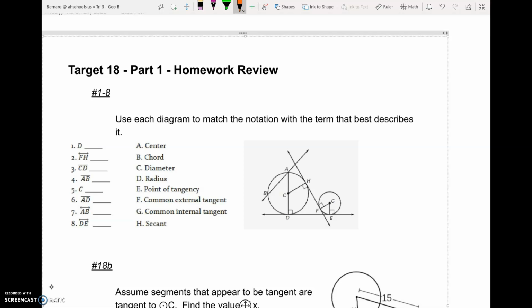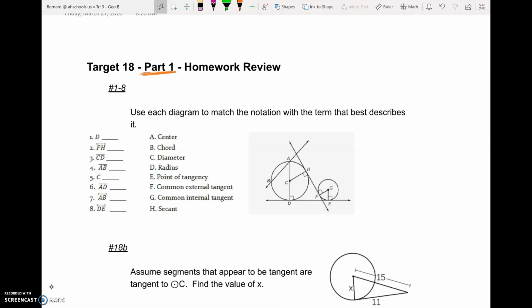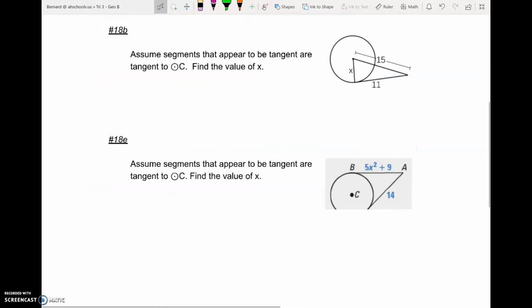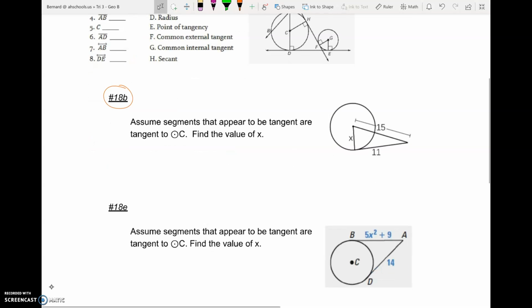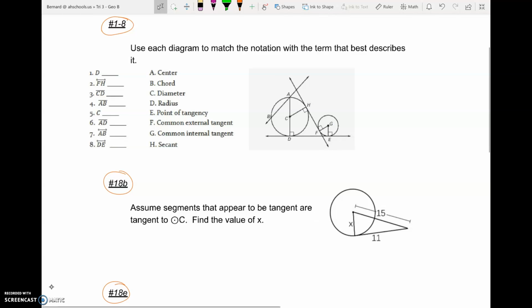So this is the first homework review based on the Part 1 worksheet of Unit 7, and so let's get to work. All these three problems come from the Part 1 worksheet. Hopefully the diagrams look familiar for you. If not, go ahead and reference that sheet. We're going to do problems 1 through 8. We're going to do 18B and 18E. So let's just get started.